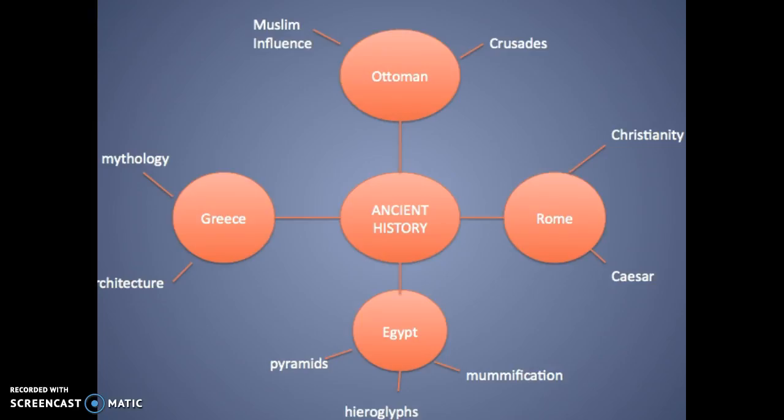And then different ideas come off of that. So for Rome, how they deal with Christianity, they deal with Caesar. Egypt, they deal with the pyramids, hieroglyphs, mummification. So that shows you don't just have to have two subtopics, you can have three, but again, you want to make sure you're not overlapping your ideas. Again, never repeating yourself. So that's the basic concept of what I want you to do.